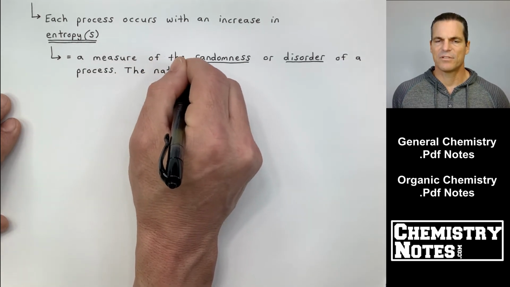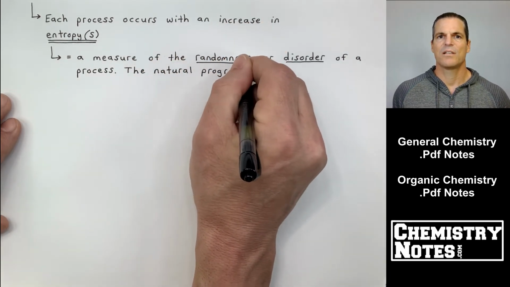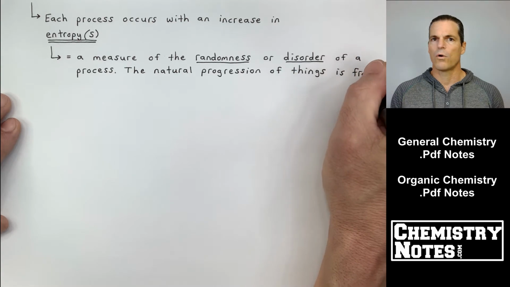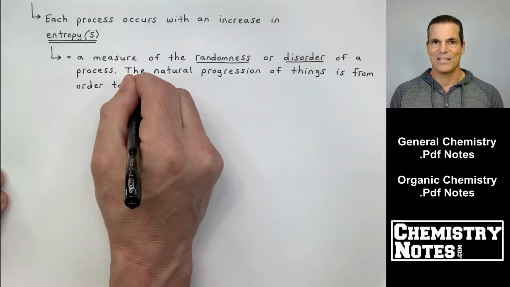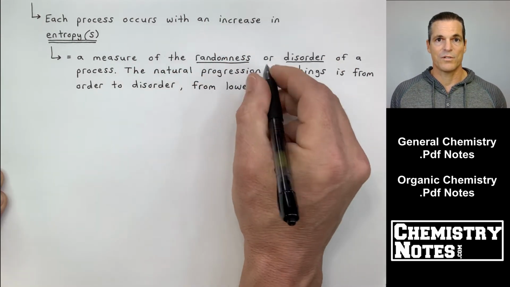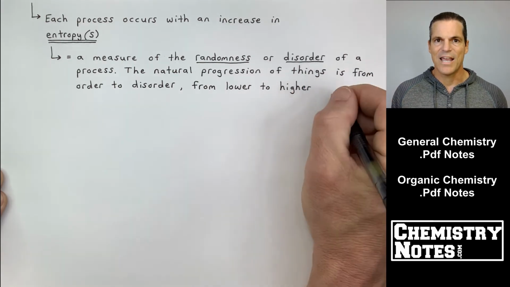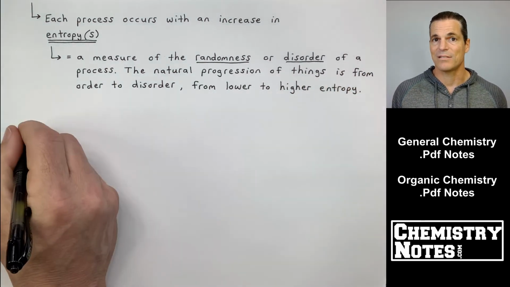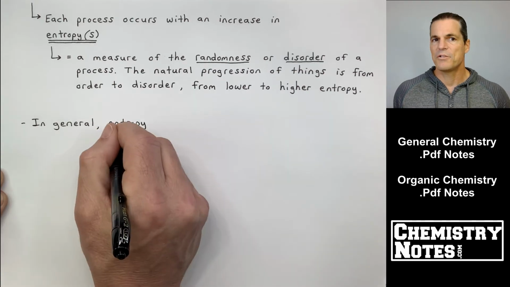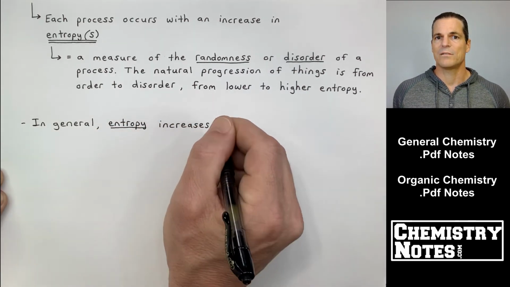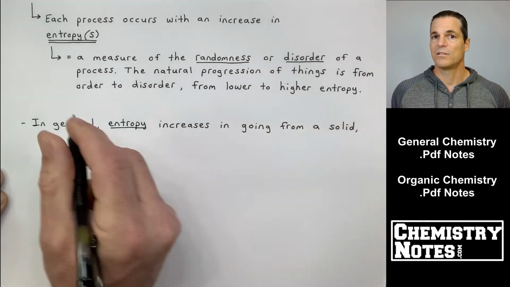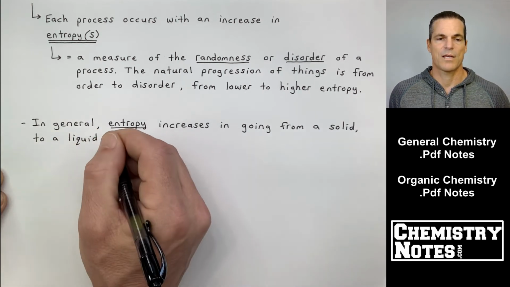Okay? The natural tendency of things in the universe is for there to be more disorder. It's very difficult for you to organize your room. You can only organize it and clean it up in a few specific different ways, but there's an infinite number of ways in which your bedroom can get messy, right? And spontaneously, your room has a tendency to get messy. And then we have to intervene and clean it up, right? And get it all reorganized. So entropy is defined as a measure of the randomness or disorder of a process. The natural progression of things is from order to disorder, from lower to higher entropy, okay?